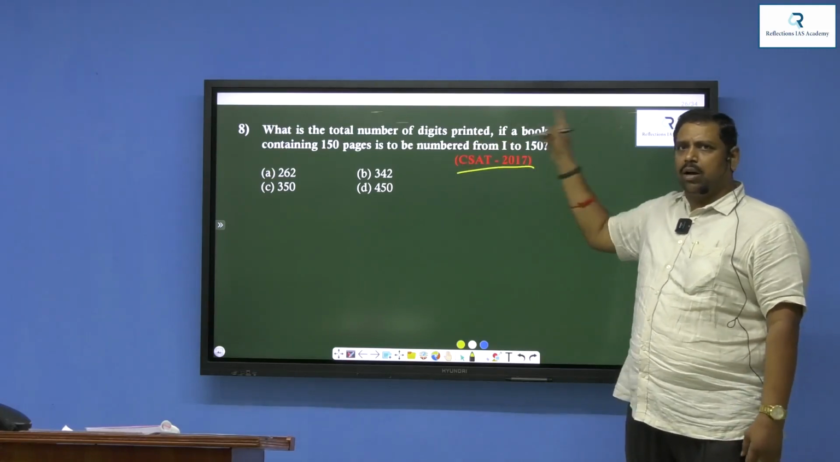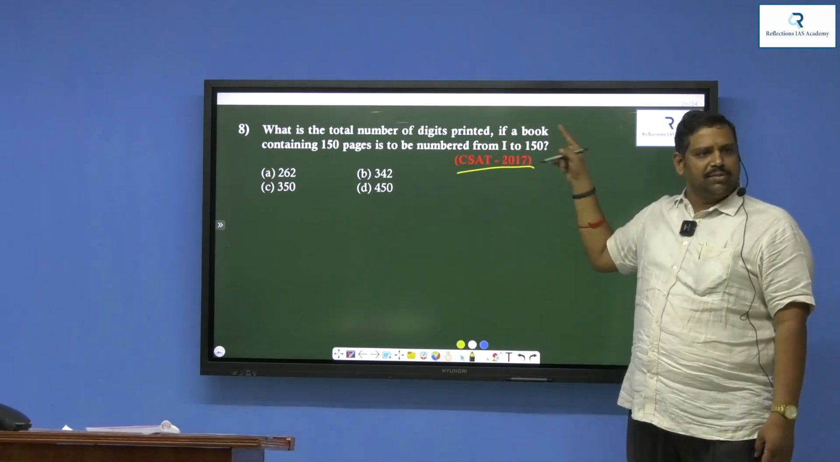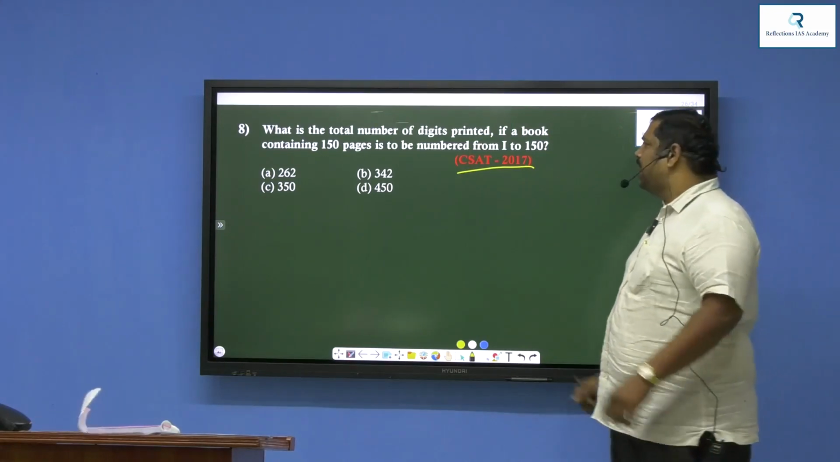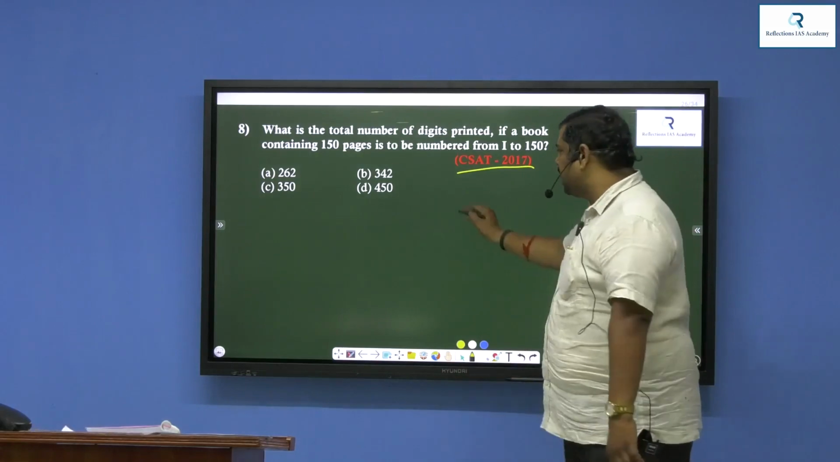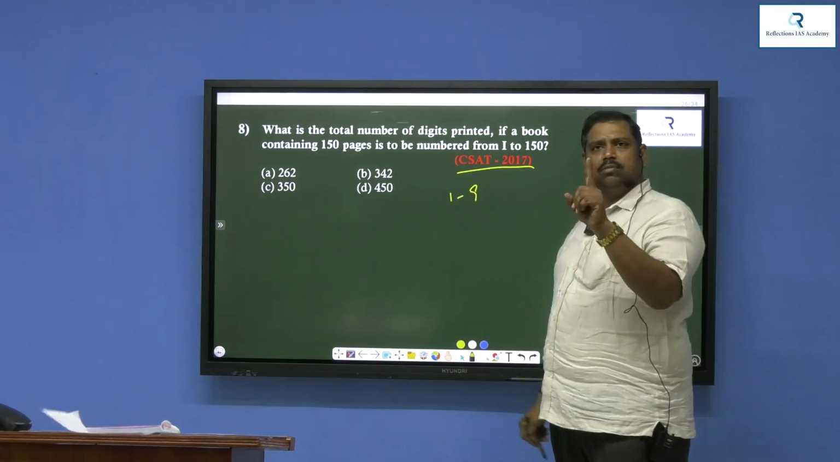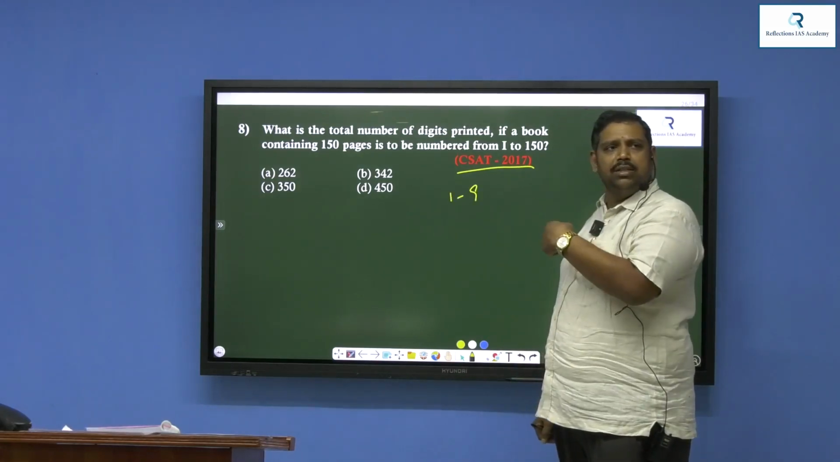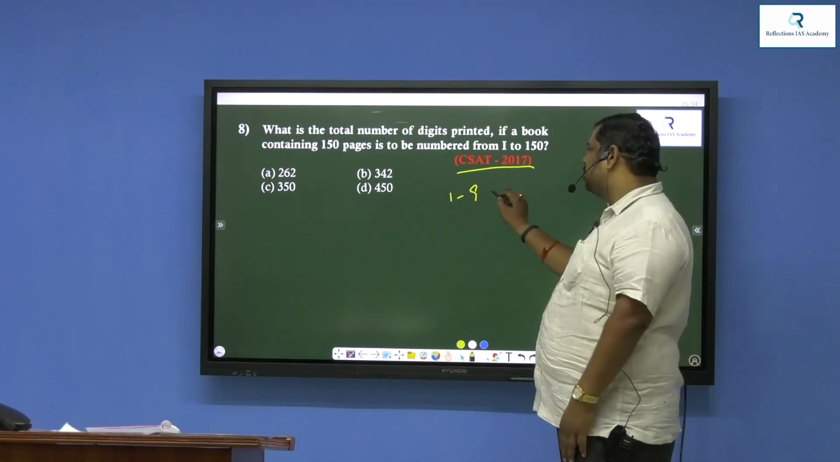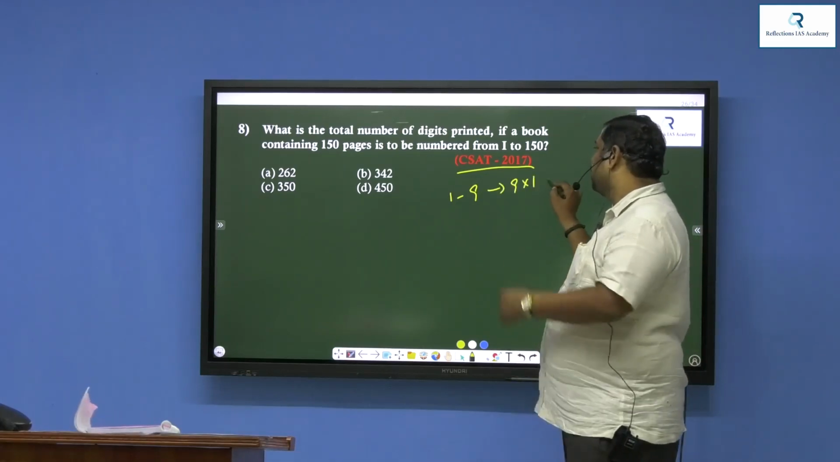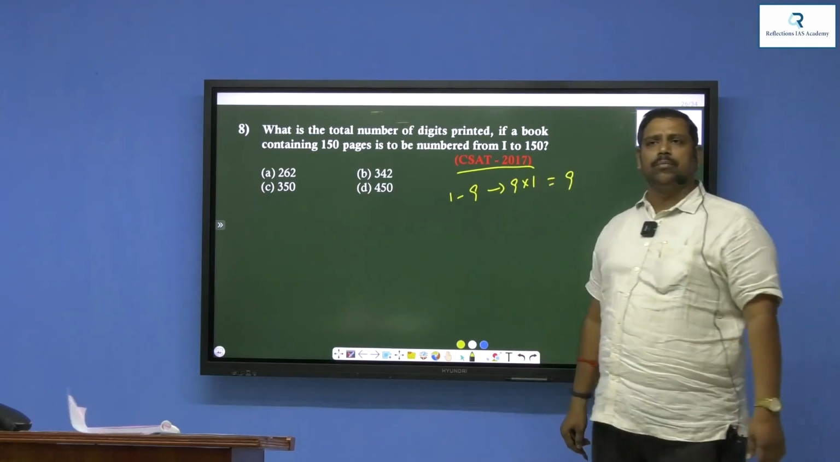What is the title of the paper? Counting techniques. That's why I have given it to you. Suppose I am the one who is typing the page numbers. When I type 1 to 9, each time 1 digit. 1 to 9 means how many numbers? 9 numbers. Each time 1. So 9 into 1, 9 digits I will count.